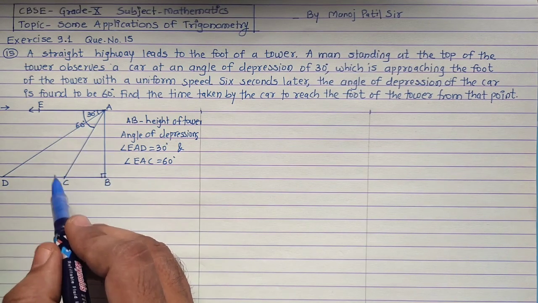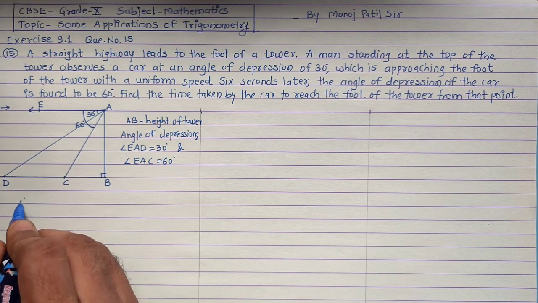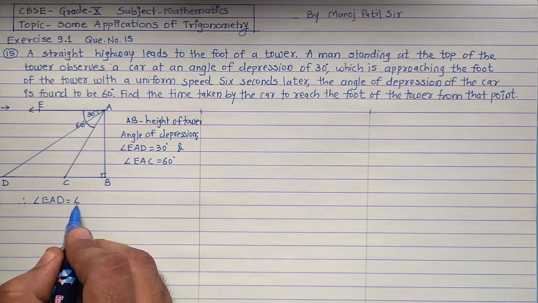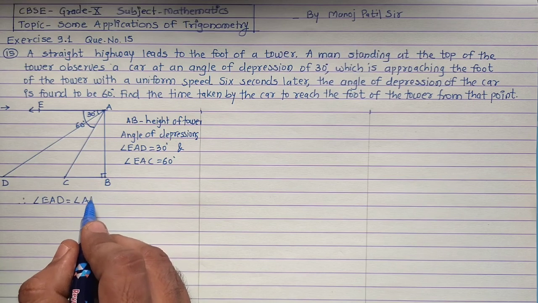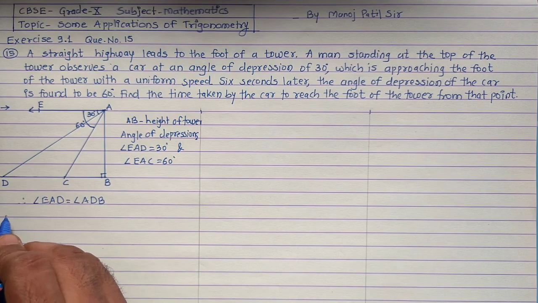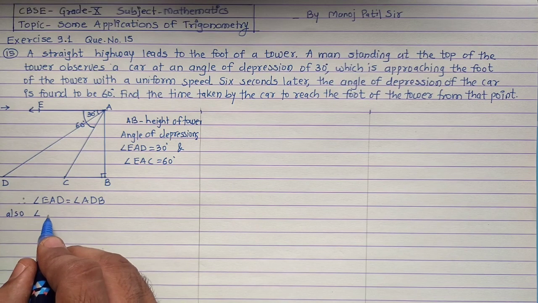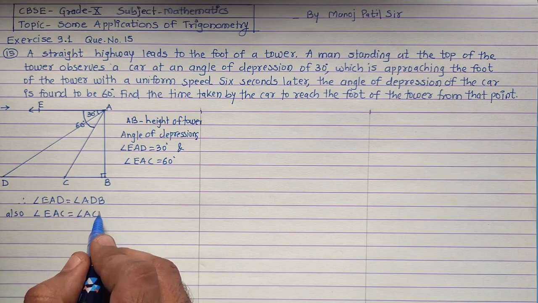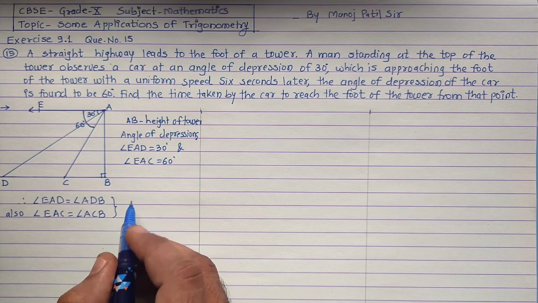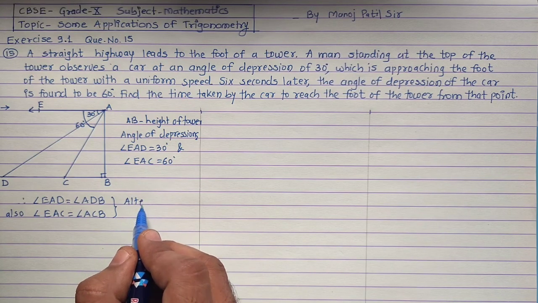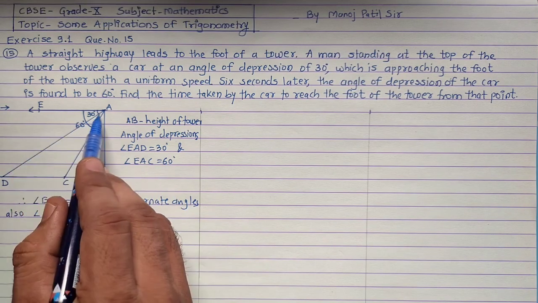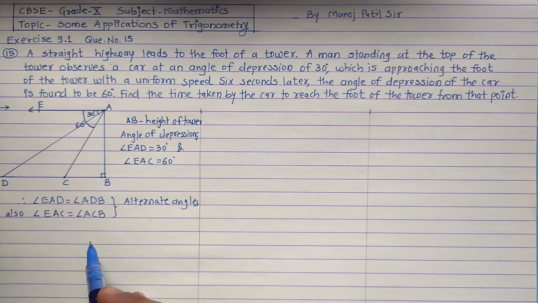So these two lines will be parallel to each other, and therefore we can write angle EAD equals angle ADB. Also angle EAC equals angle ACB. The reason is alternate angles. As EA and BD are parallel to each other, alternate angles are equal.